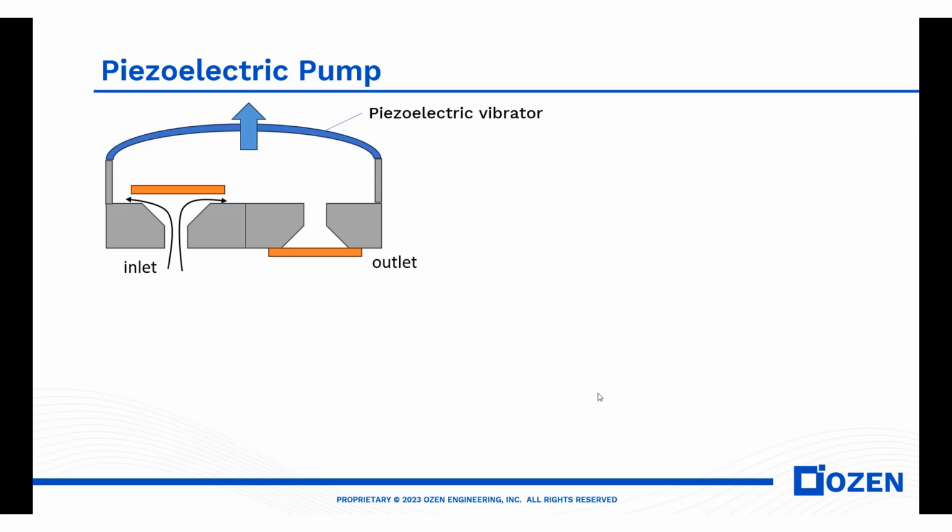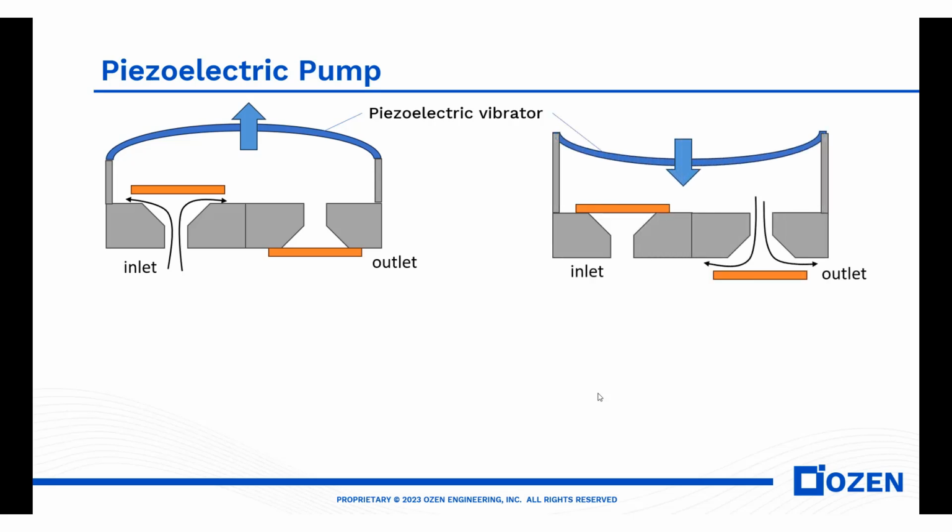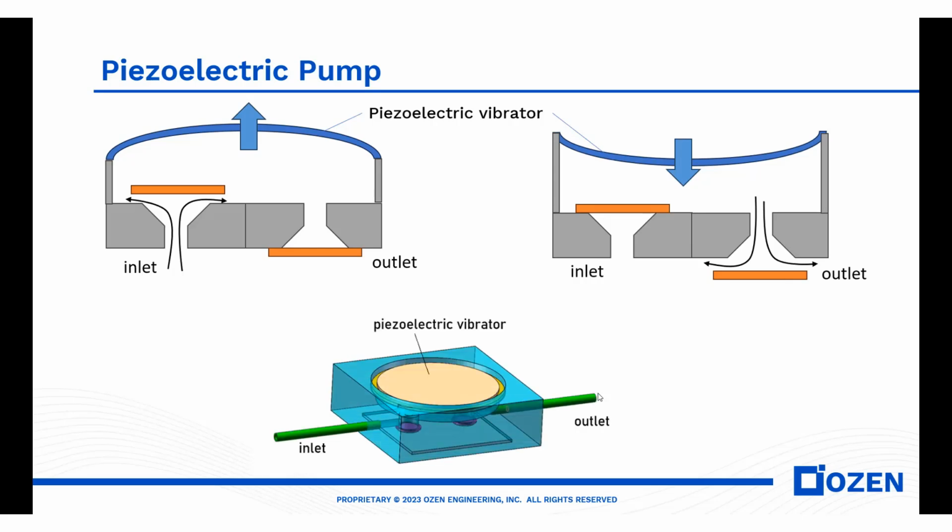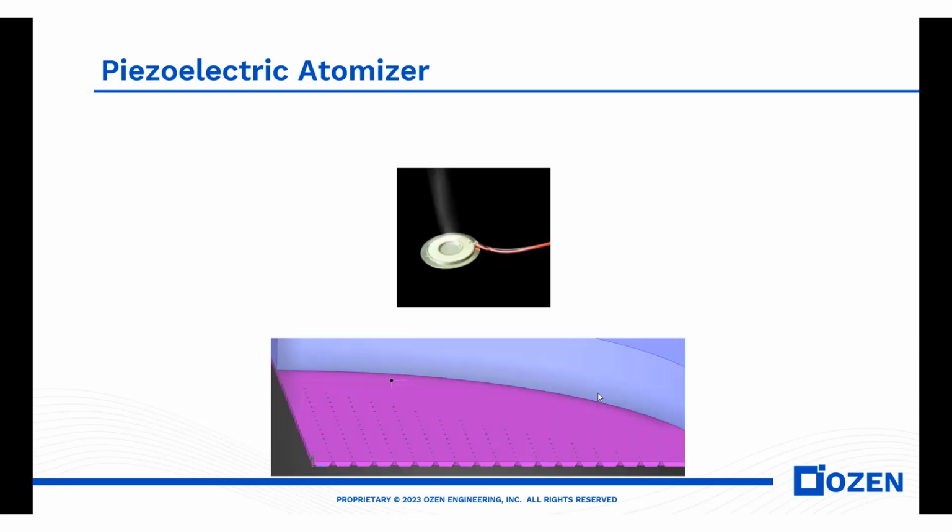This is a schematic shown here. Consider that when we have a cyclic motion of the piezoelectric material, it could act like a vibrator that we can use to suck in the fluid from the inlet and then send out the flow from the outlet. So in this way we can use it as a pump to send the flow from the inlet to the outlet.